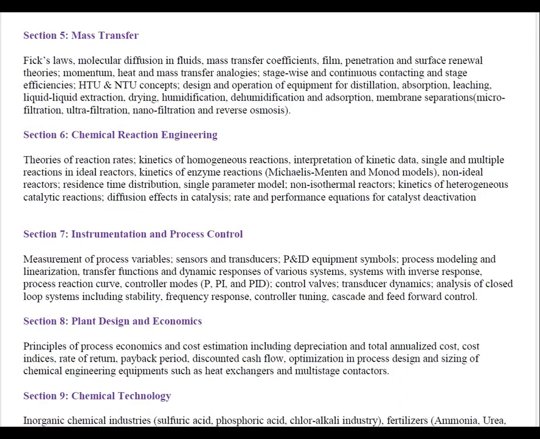And then the next subject is chemical reaction engineering, which is also important. Here we learn about the theories of reaction rate, how we can calculate the kinetics for homogeneous as well as heterogeneous reactions. Then the different kinetics for enzyme reactions, that is in the homogeneous process, and how the reaction occurs on the catalyst, how diffusion takes place, how we can calculate the rate and the performance equation for catalyst deactivation.